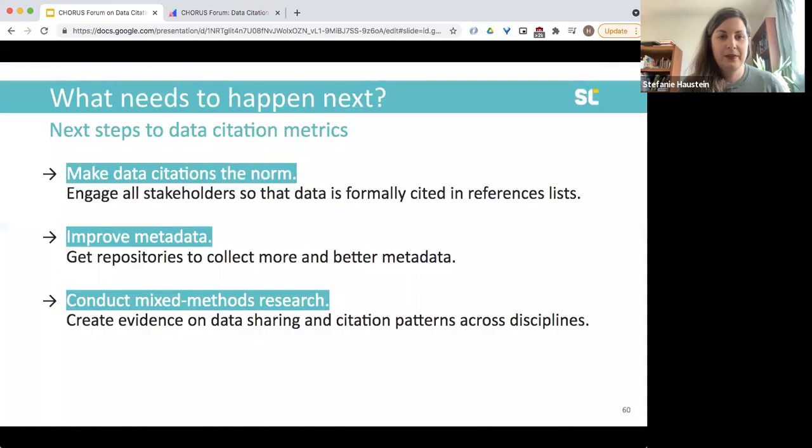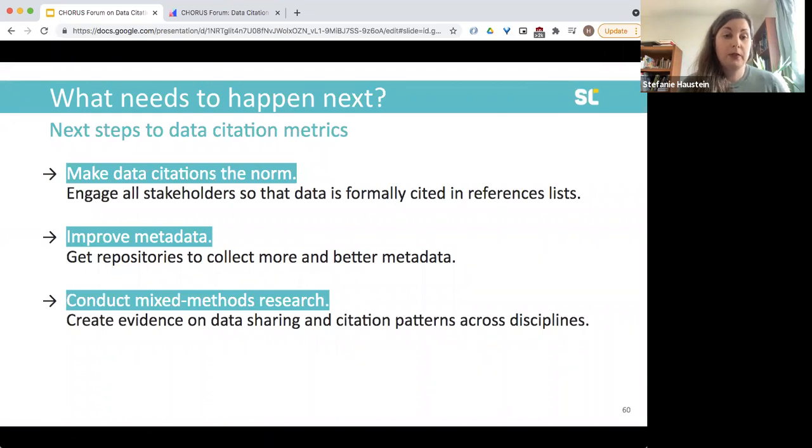So what do I think we have to do next? Next slide. I think we need to, first of all, engage all stakeholders to make data citation the norm. And obviously that's not going to happen overnight. I think I mentioned this earlier that the regular citations have also just been around for around 100 years or so. But we need to get there to make data formally cited in reference lists so that we can track it.